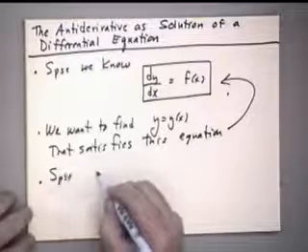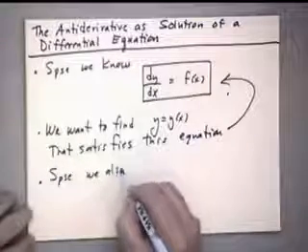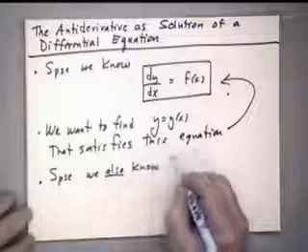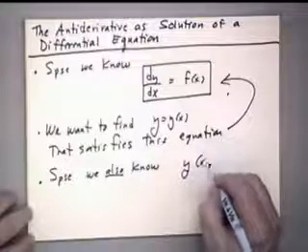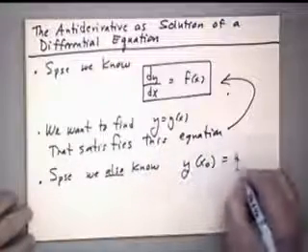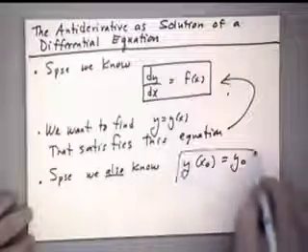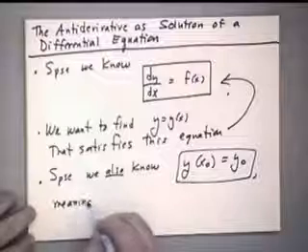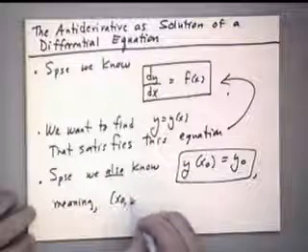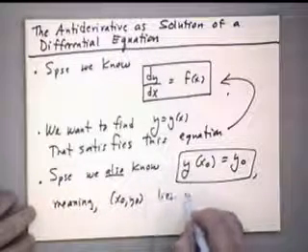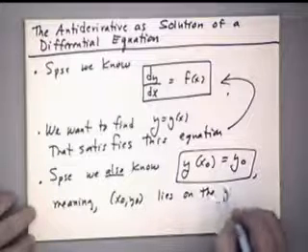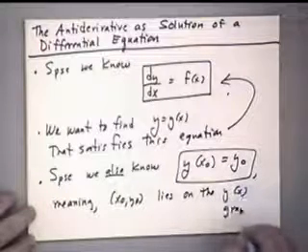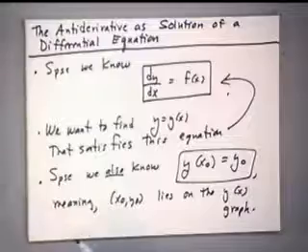Suppose now we know one more thing. Suppose we also know that y evaluated at some point x naught gives us a value of y naught. That is to say, meaning that the point (x naught, y naught) lies on the y of x graph, whatever y of x graph looks like.